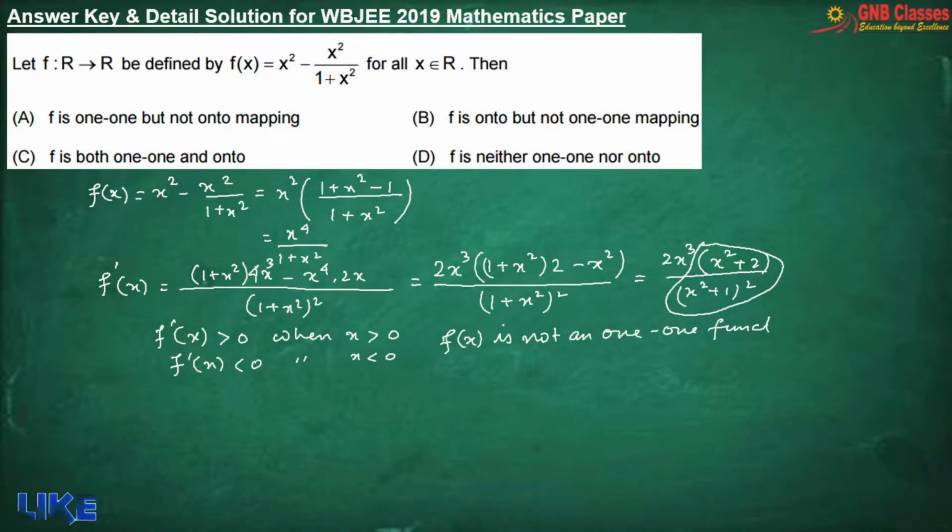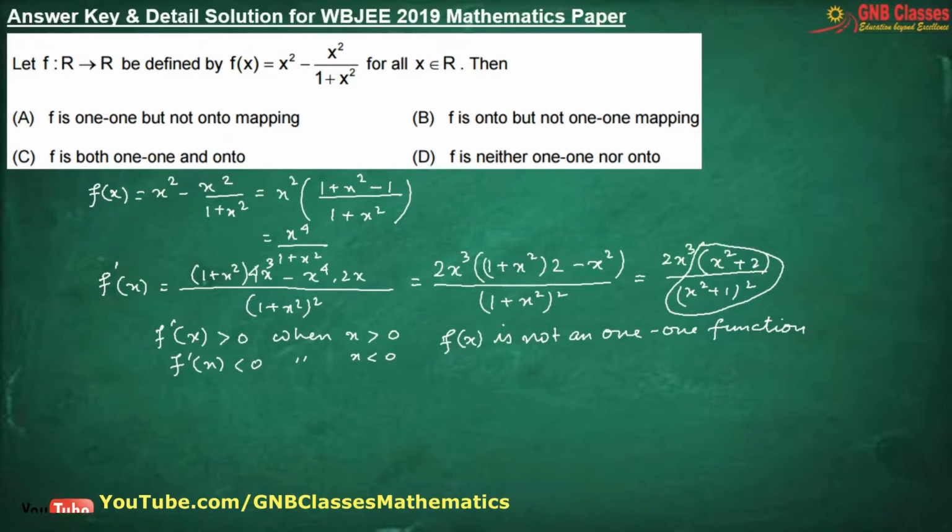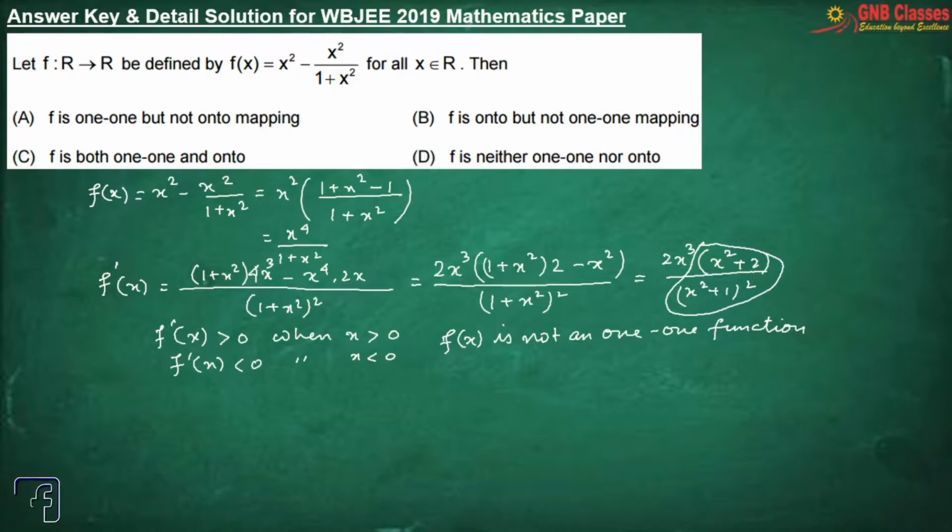Is it clear? If a function is strictly increasing or strictly decreasing in the given domain, then only the function f(x) is a 1-1 function. Otherwise, it's a many-one function. So, in this case, your f(x) is a many-one function. Okay, now let us check for surjectivity.